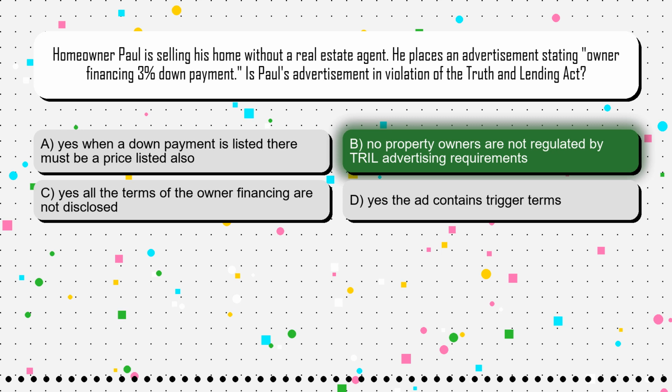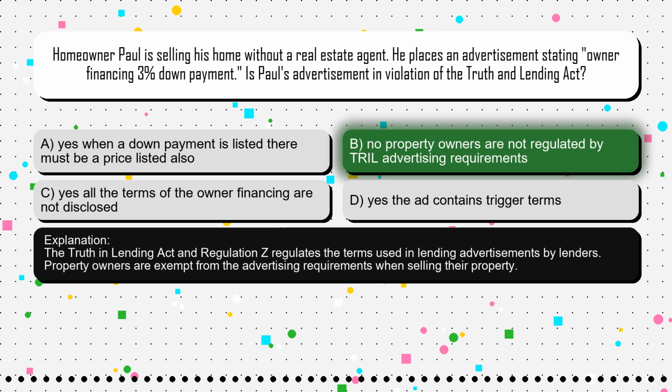The correct answer is option B, no, property owners are not regulated by TILA advertising requirements. The Truth in Lending Act and Regulation Z regulate the terms used in lending advertisements by lenders. Property owners are exempt from the advertising requirements when selling their property.